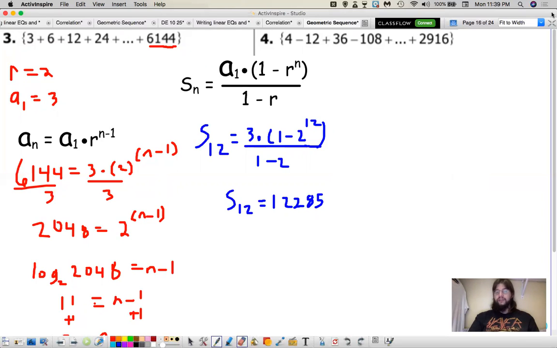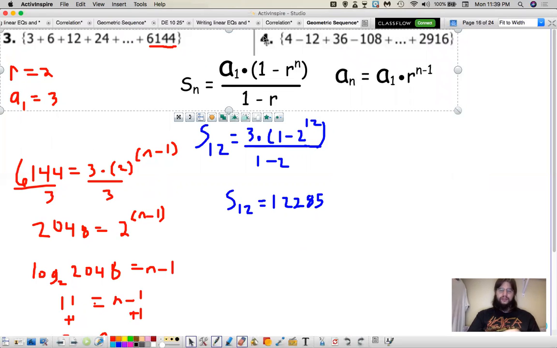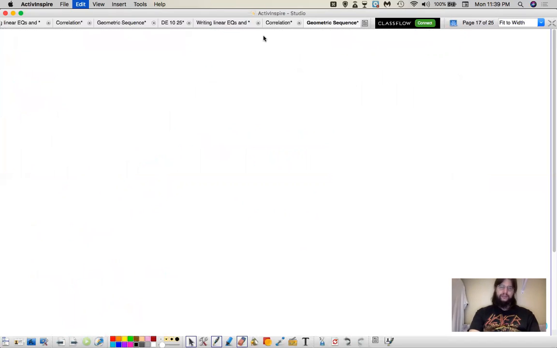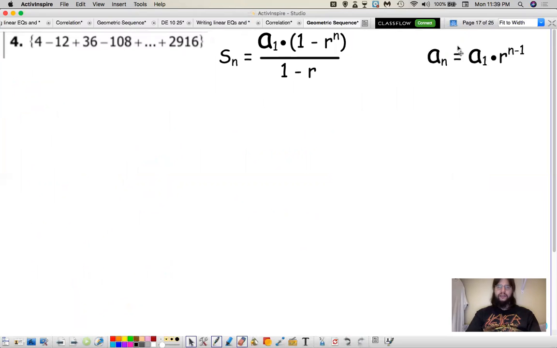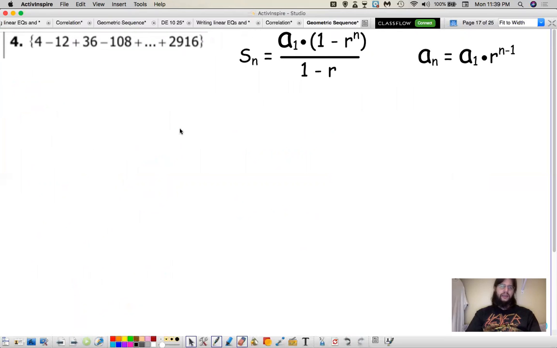I'm going to do a new slide for this next one because we're probably going to need some space. And we're probably going to need both these formulas. So let's just do a new slide. This guy. Let's write down what we know. A1 is 4. Easy enough. I need R. R looks to be a -3 if you ask me. -3 makes 12 times -3 is positive 36, -1. It works.